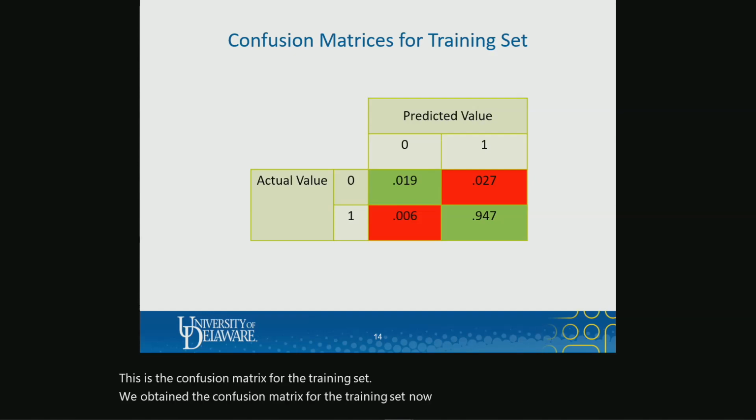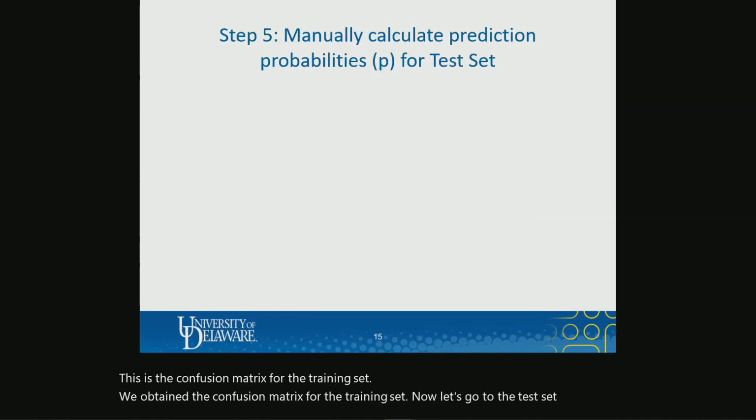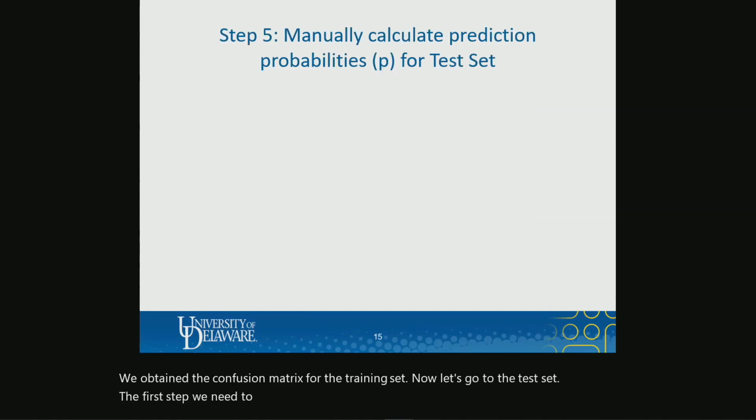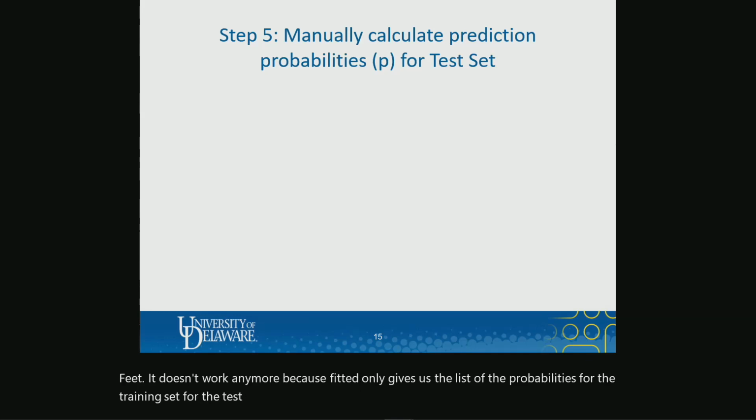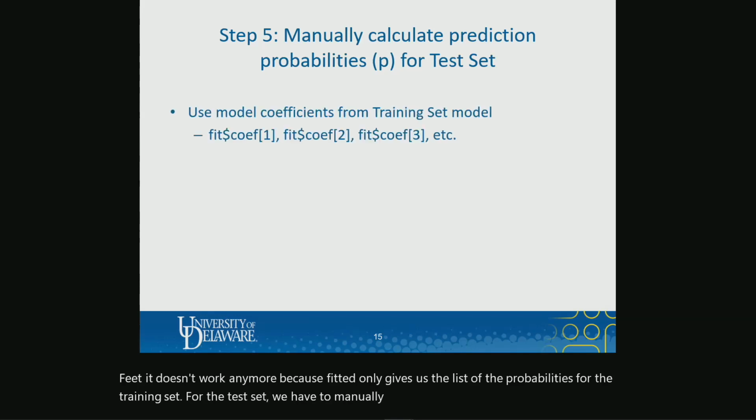Now, let's go to the test set. The first step, we need to obtain the probabilities. We cannot obtain the probabilities using fitted. Fitted doesn't work anymore because fitted only gives us the list of the probabilities for the training set. For the test set, we have to manually calculate them.